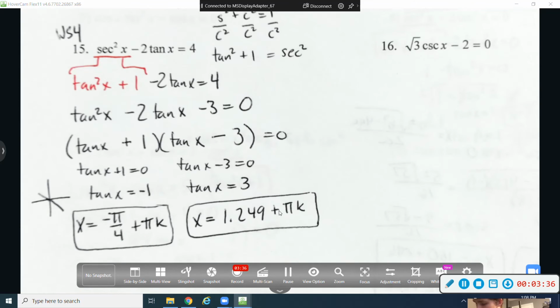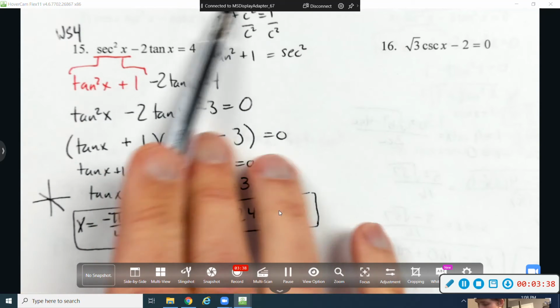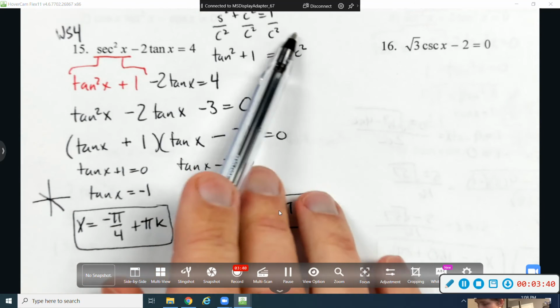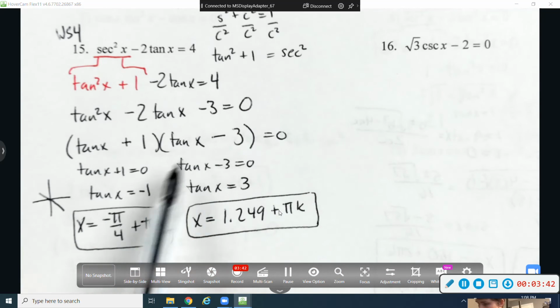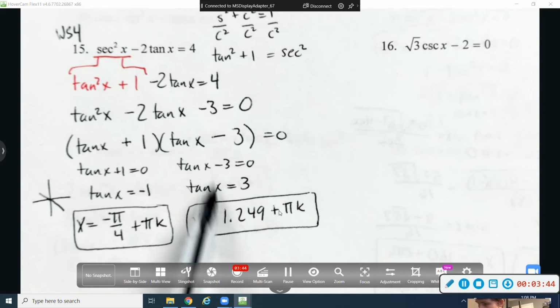So 15 is a good one because trig, identity, substitution stuff, factoring, one with the unit circle and one with the calculator. So that covered a lot of stuff on that one. That's a good question.